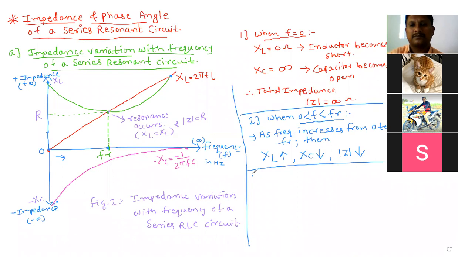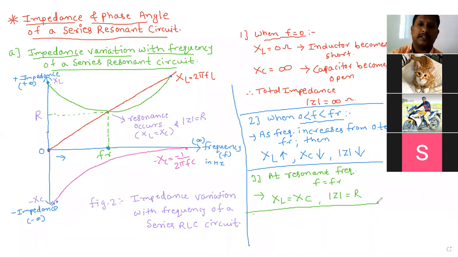Third point, at resonant frequency, that is, at f equal to fr. At resonant frequency f equal to fr, what are the things happening? XL is equal to XC, and impedance Z becomes equal to R. Okay, now this is the only change.